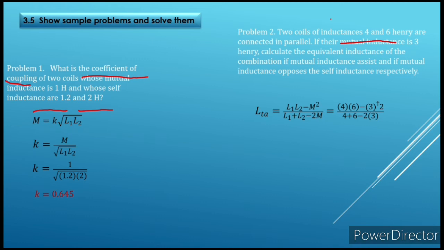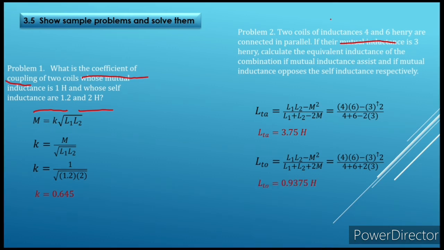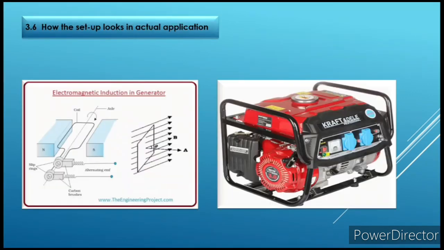So for our parallel aiding, we get 3.75 Henry. And for the parallel opposing, we have L1 times L2 minus M squared over L1 plus L2 plus 2M, which is equal to 4 times 6 minus 3 squared over 4 plus 6 plus 2 times 3. So for our parallel opposing, we get 0.9375 Henry.